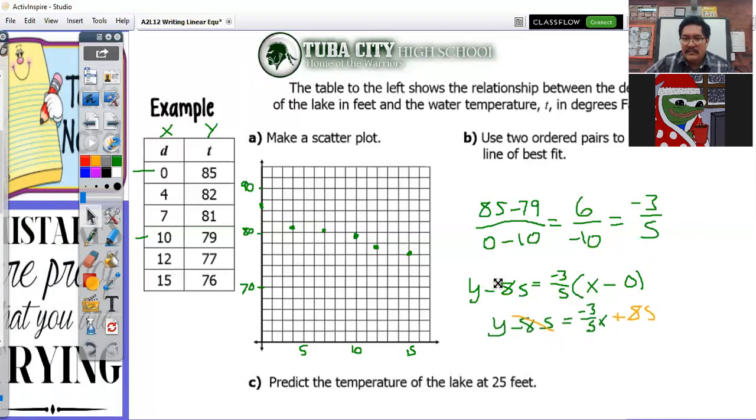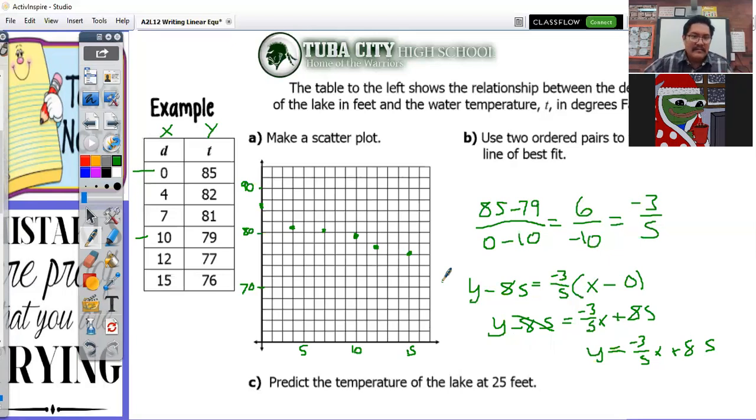I'm going to move this up just so I can write a little bit more under what I have. So that's going to be y equals negative 3/5 x plus 85. And that's my line of best fit. All right, it's going to go through most of the data points, through the middle of most of those data points. And we can use this to predict.